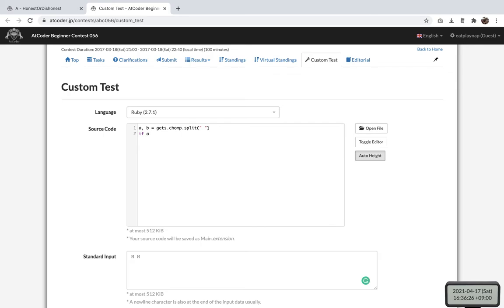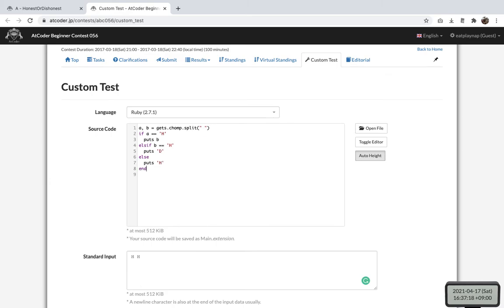If A equals H, print B, else, can I define the opposite? Else if B equals H, print D, else print H.